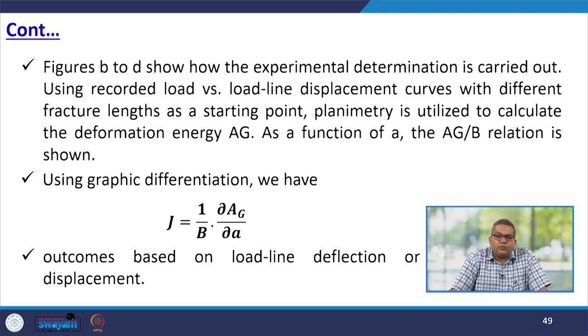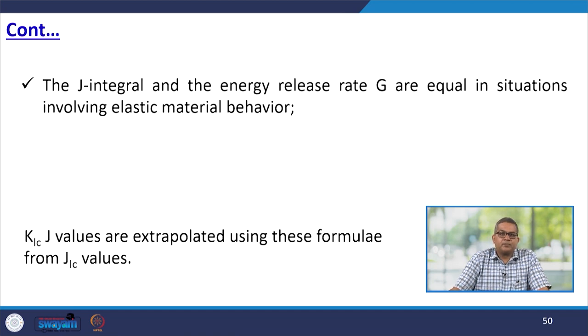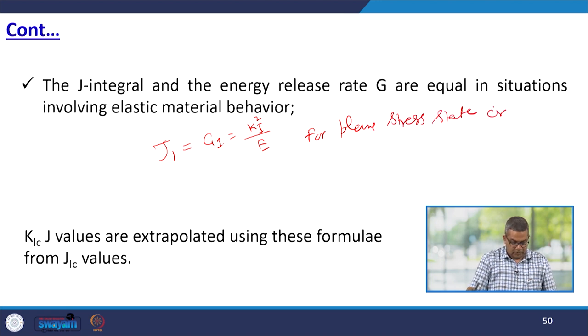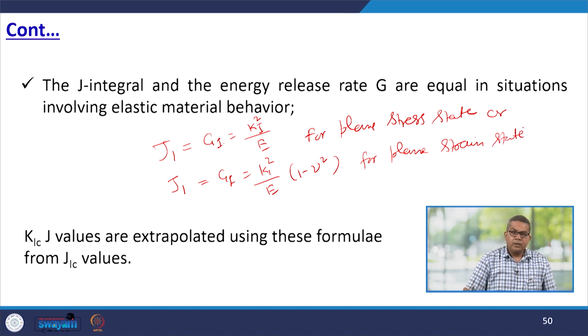Planimetry is utilized to calculate the deformation energy U as a function of A, and the U over B relation is given. So, using the graphic differentiation, we have J is equal to 1 over B del U over del A, that outcome based on the load line deflection or displacement. Now, the J integral and energy release rate G are equal in the situation involving elastic material behavior, and this can be represented as JI is equal to GI is equal to KI square over E for plane stress state, or JI is equal to GI is equal to KI square (1 minus nu square) over E for plane strain state. Now, KIC and J values are extrapolated using these formulae.